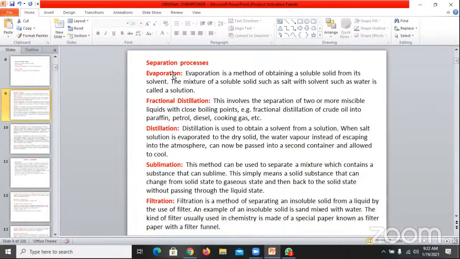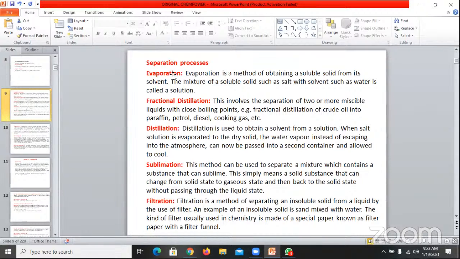Okay, let's look at the next separating process, distillation. Distillation is used to obtain a solvent from a solution. The solvent, like I said, is the fluid that dissolves the soluble solid. So if you want to get that solvent, then you're going to be using distillation. So when a salt solution is evaporated to dryness, you have just the dry solid. So that is an example of distillation. You want to take out the solvent.